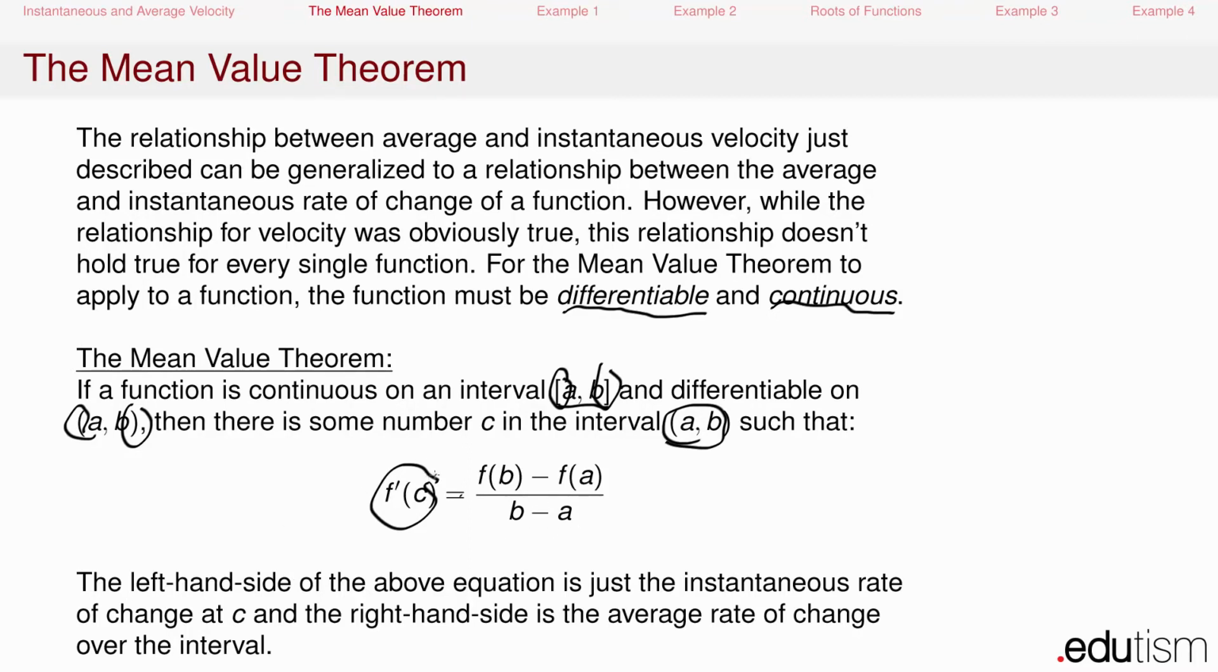This left-hand side of the equation, f prime of c, is just the instantaneous rate of change at c. This right-hand side, f of b minus f of a over b minus a, is actually the average rate of change. This is how you calculate average rates of change. It's basically delta y over delta x. So what the mean value theorem is saying is that the instantaneous rate of change at c is the same as the average rate of change, and that there must be a number c at which this instantaneous rate of change is the same as the average rate of change.